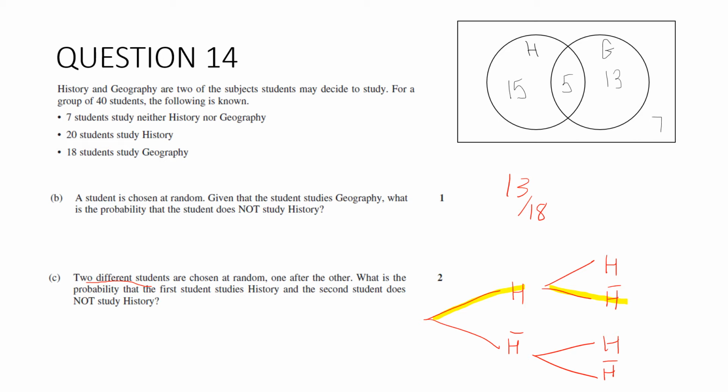Okay, the first student, what's the probability they study history? It must be 20 out of 40.